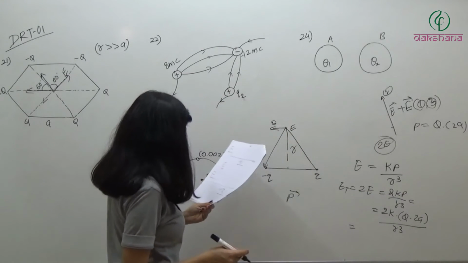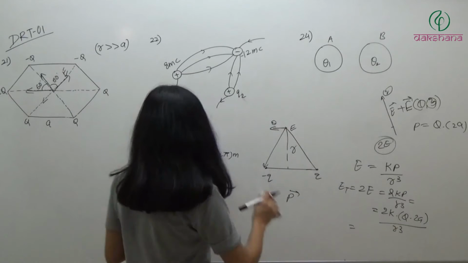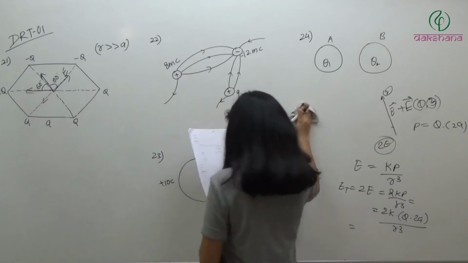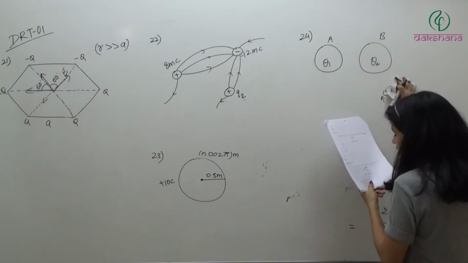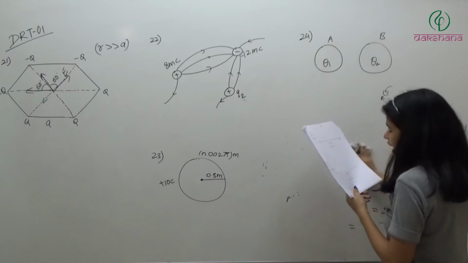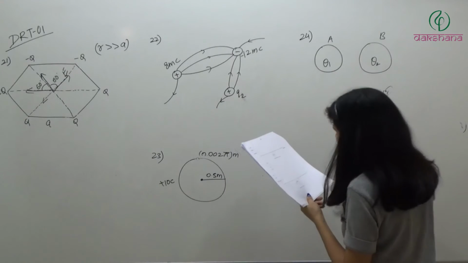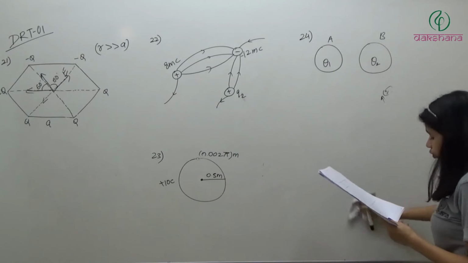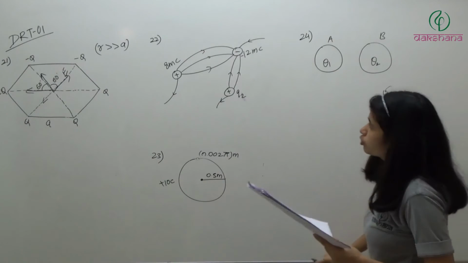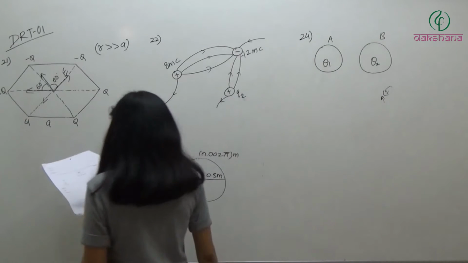Now question number 22. In question number 22, we have in the figure the electric field lines of three charges as shown. Q1 is equal to 8 millicoulomb, Q3 is equal to minus 12 millicoulomb. Then what is the magnitude of Q2?